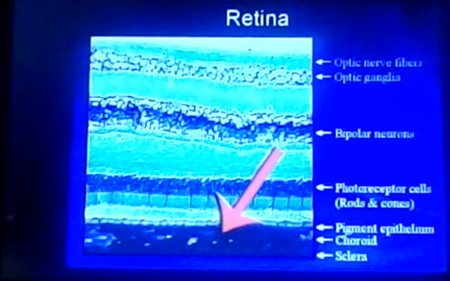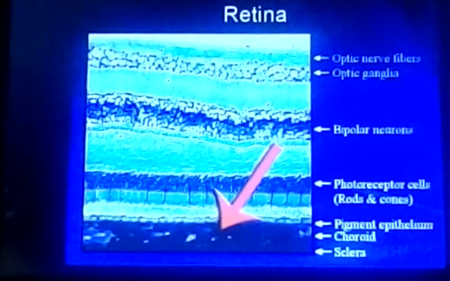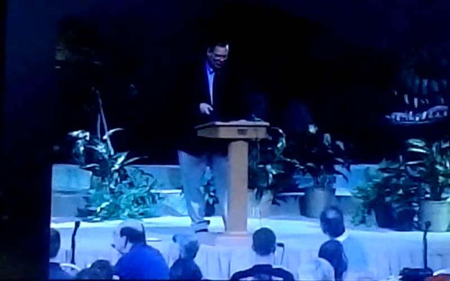Now, just behind these light-sensitive cells, we have a pigment layer. And this pigment layer is just full of blood vessels. Now, that begins to explain why the retina is arranged as it is. And by the way, this retina is sensitive to a single photon of light. One photon. How much can you improve on that?